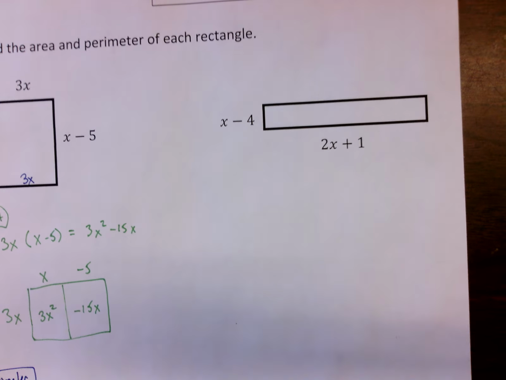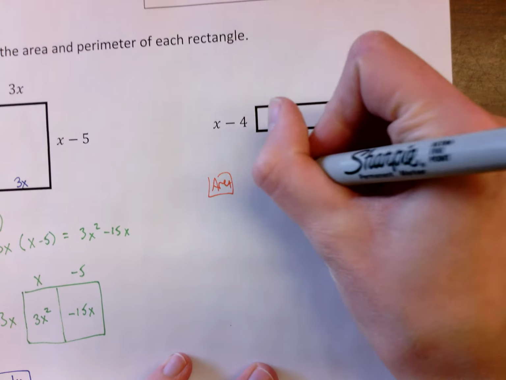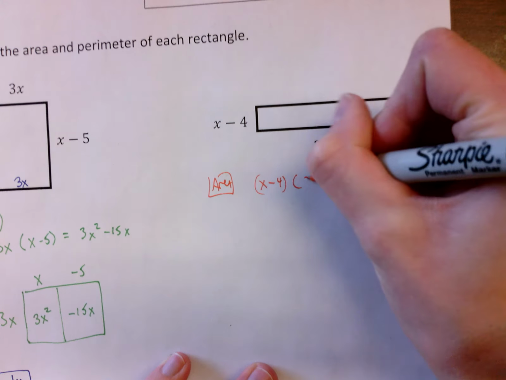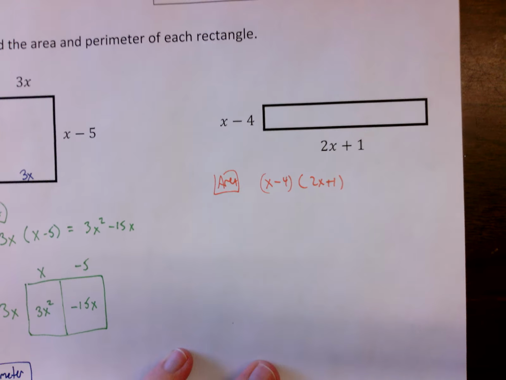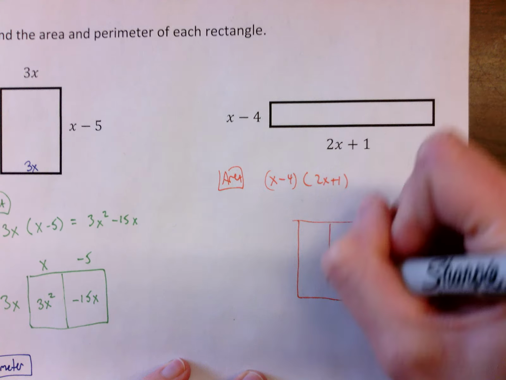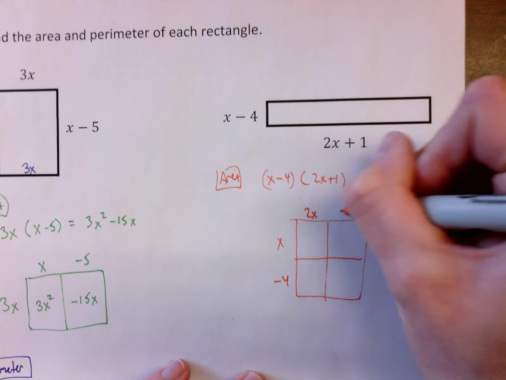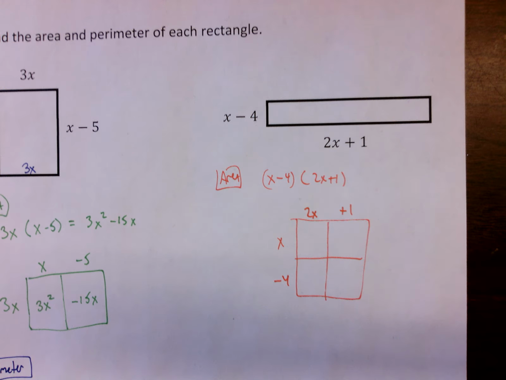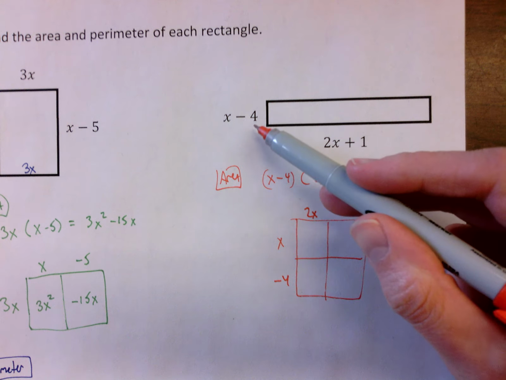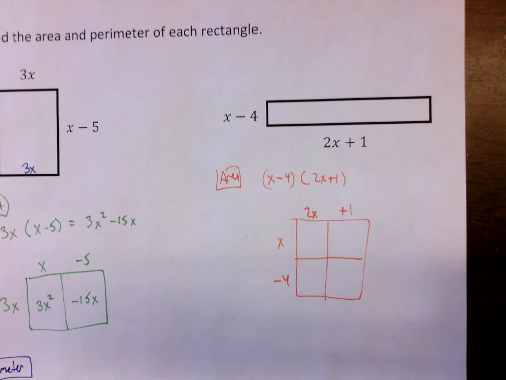Okay, so let's try that again with this problem. Same deal, we're going to find area and perimeter. Let's start with area. I'm going to multiply x minus 4 times 2x plus 1. Length times width. I'm going to draw my expansion box. I need 2 spots on each side. Here's my x minus 4. Here's my 2x plus 1. It doesn't matter which side you write these on. If you had written 2x plus 1 over here and x minus 4 here, it doesn't matter at all. You'll still get the same answer.